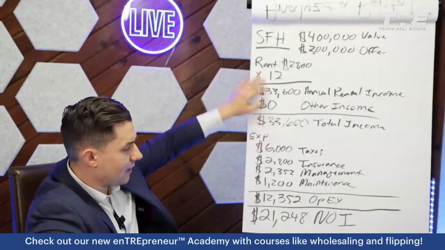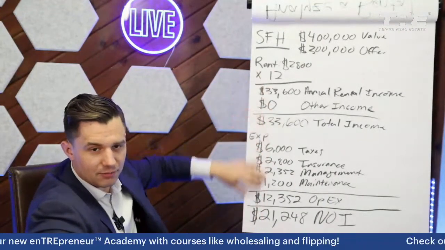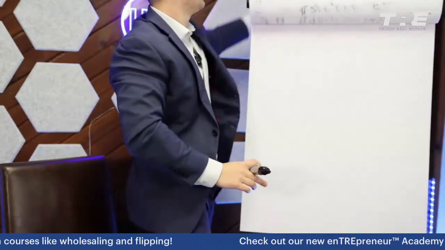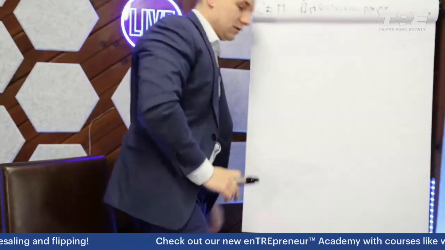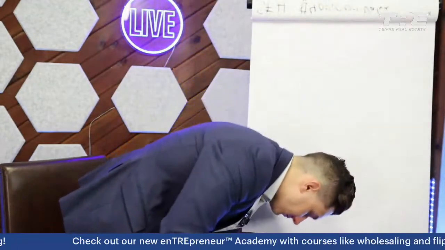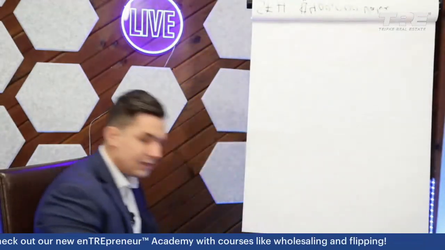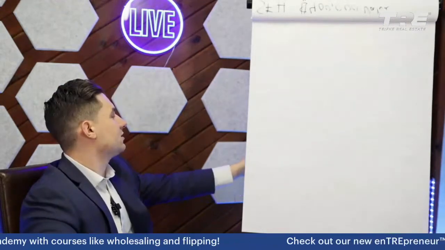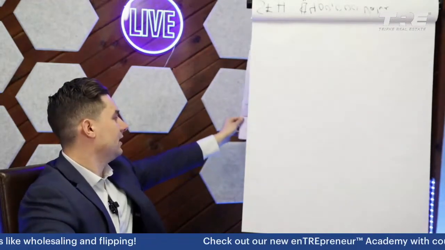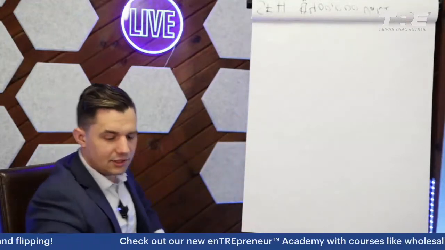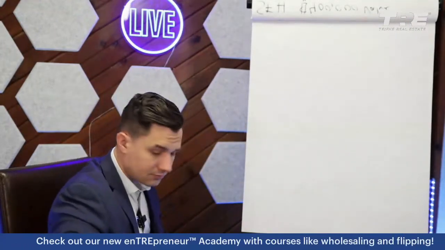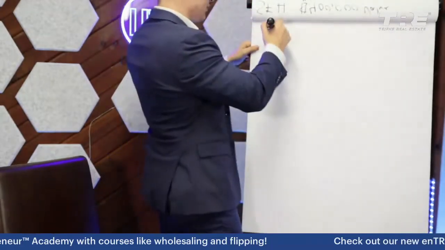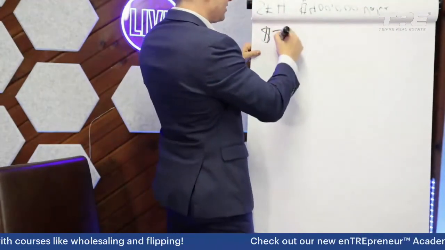So we found our NOI. We've looked at all the numbers. That's also your cap rate, by the way. 300,000, 21,000, NOI divided by purchase price is your cap rate. So now we're going to look at what our debt is. So our purchase price was 300,000.